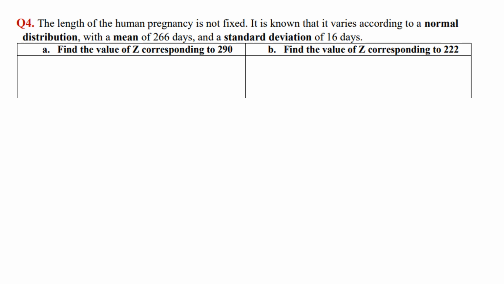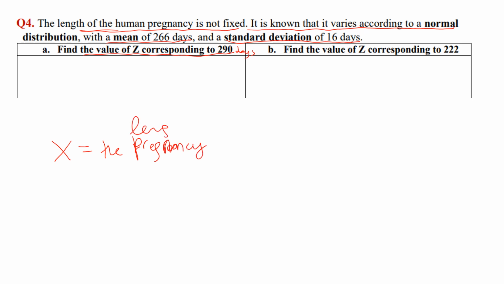The length of human pregnancy is not fixed, so it changes. It is known that it varies according to a normal distribution with a mean of 266 days and a deviation of 16 days. So find the value of z corresponding to 290 days of pregnancy. Now, let x be our variable. And what is the variable here? The length of pregnancy in days.